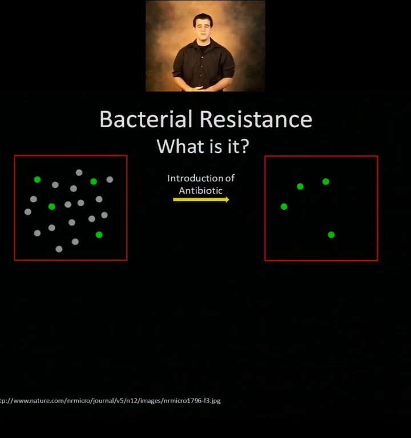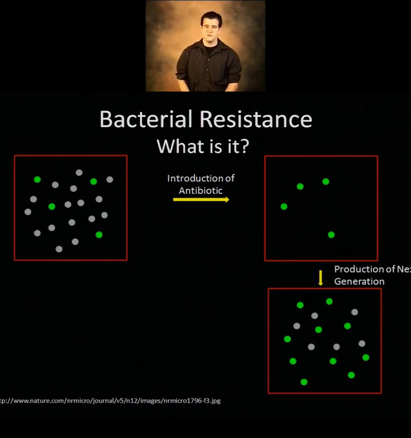So we have our population of bacteria, and we expose this population to an antibiotic. What this does is eliminate the non-resistant bacteria from the population, leaving the resistant bacteria to survive. These resistant bacteria produce a second generation, and in this generation, we have an increased ratio of resistant bacteria to non-resistant bacteria. As you can see here, the green dots have become more prominent in the population than the gray dots.